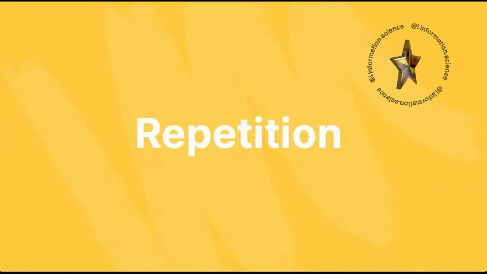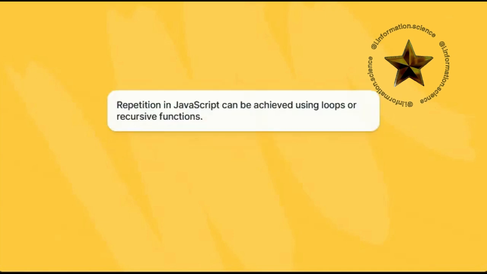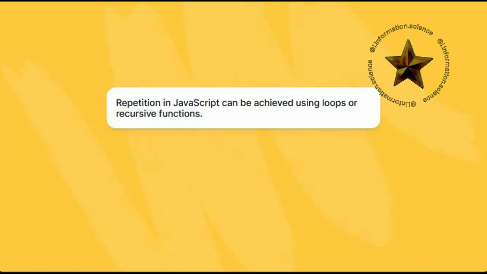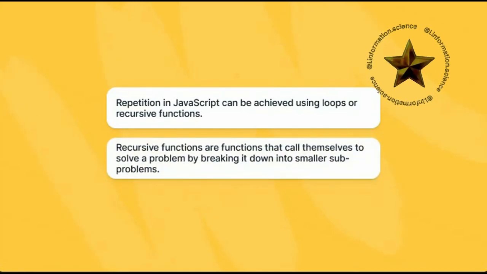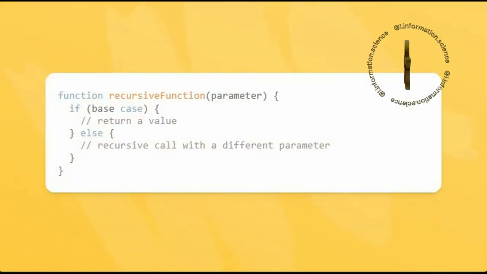Repetition. Repetition in JavaScript can be achieved using loops or recursive functions. Recursive functions are functions that call themselves to solve a problem by breaking it down into smaller subproblems. Function recursive function parameter: if base case, return a value; else, recursive call with a different parameter.